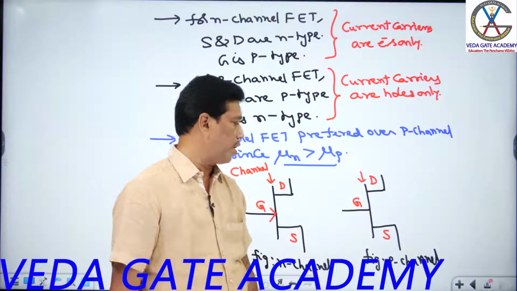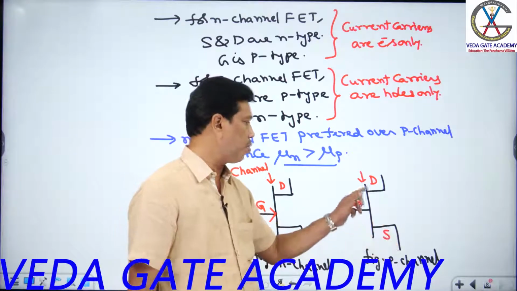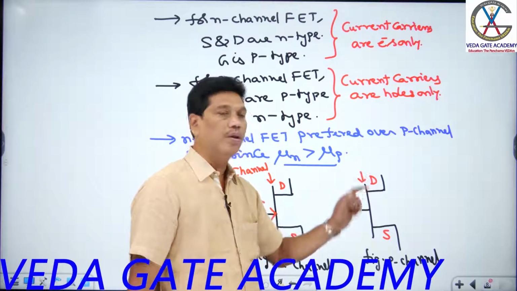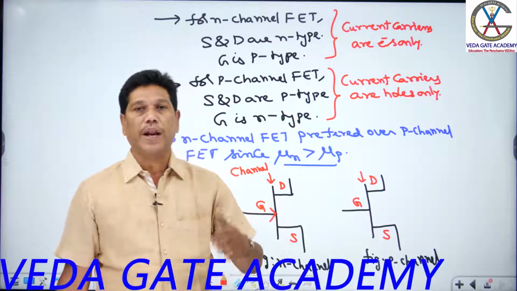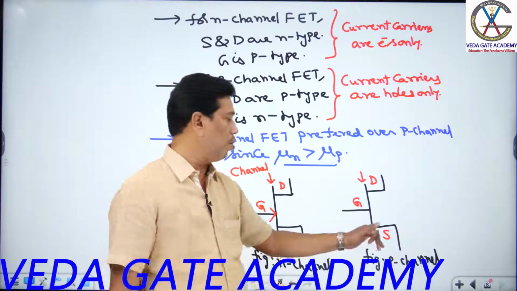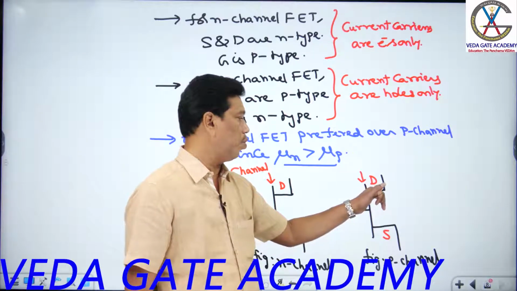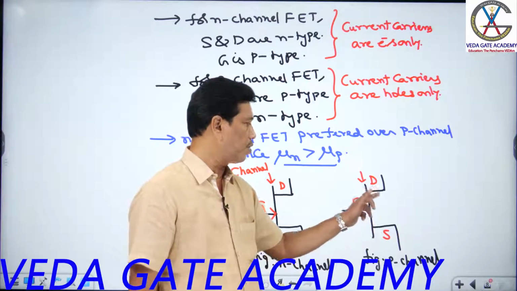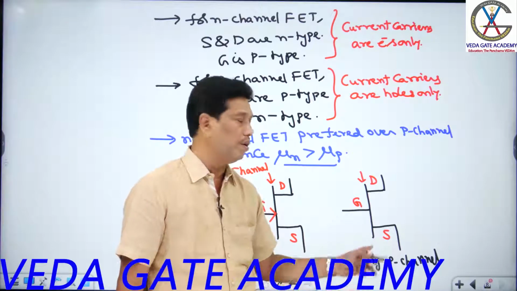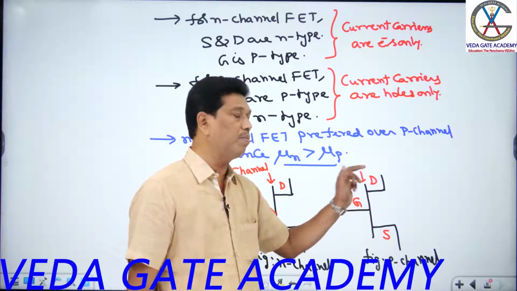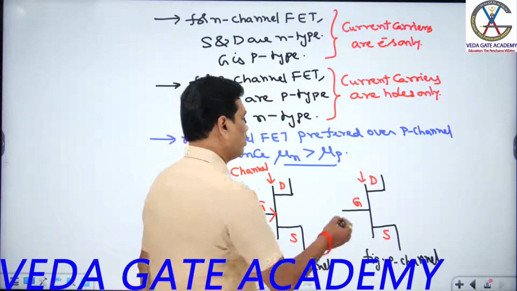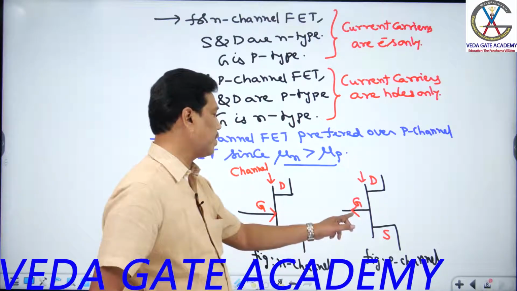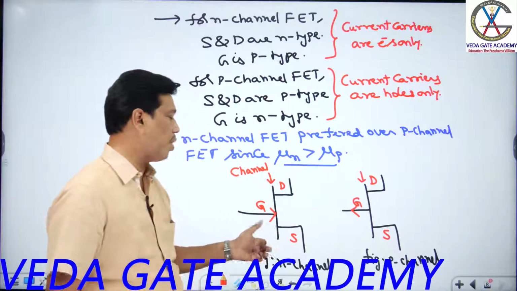Suppose I go for P channel, students. Holes are moving from source to drain like this. So the current by the holes is in a direction similar to the holes. Holes are moving from source to drain, which means the hole current moves away from the channel, because the holes are moving like this and the current is also in the same direction. So the current comes out of the channel, and the symbol looks like this. The arrowhead is outward here, and the arrowhead is inward in the other.